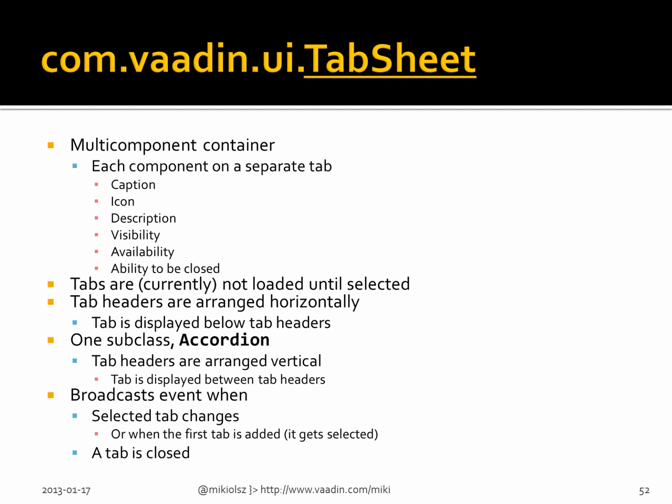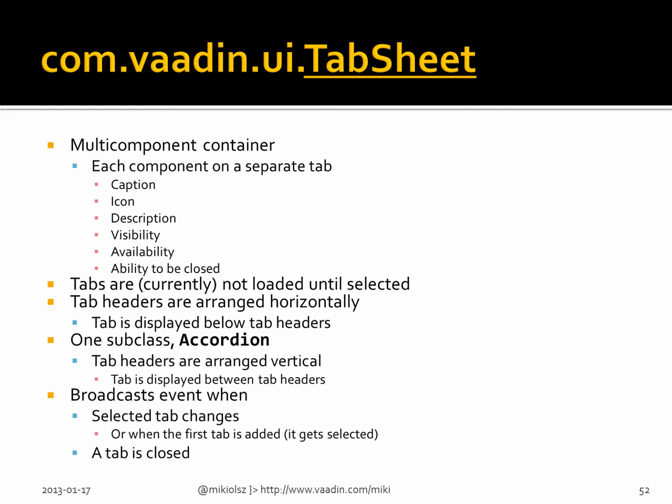So this is a multi-component container. It's what you have probably seen in a number of applications, the tab sheet. Each component is presented in a separate tab. There is a number of options which you can set up for each tab. So it's a caption, an icon, a description which will be rendered as a tooltip, a visibility, availability, and then the ability of the tab to be closed.